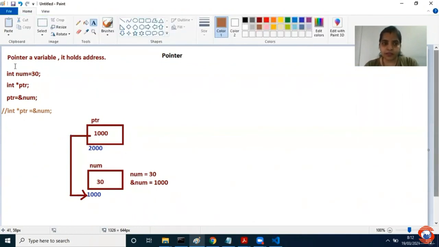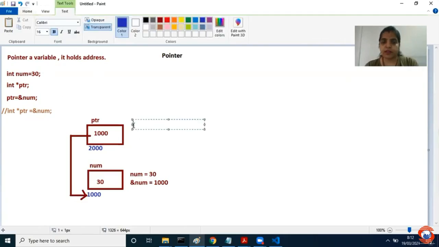Now, when you talk about this particular num equal to 30, integer pointer ptr, ptr equal to address of num, this is how the diagram looks. If I ask you now, can you please tell me, what is there in ptr?